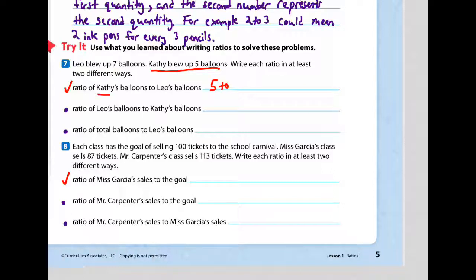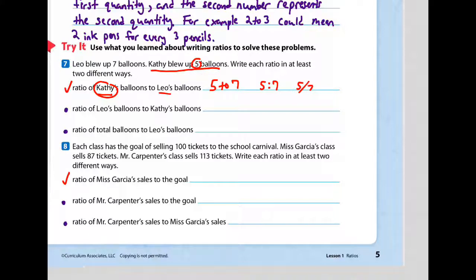And so that's Kathy's. To Leo's balloons, Leo blew up 7 balloons. So it's 5 to 7. Now it said at least two different ways. So I'm going to do 5 to 7, 5 to 7, 5 to 7 like a fraction. Now notice again, because Kathy's balloons come first, you must have the 5 first. That's very important when you're doing a ratio.